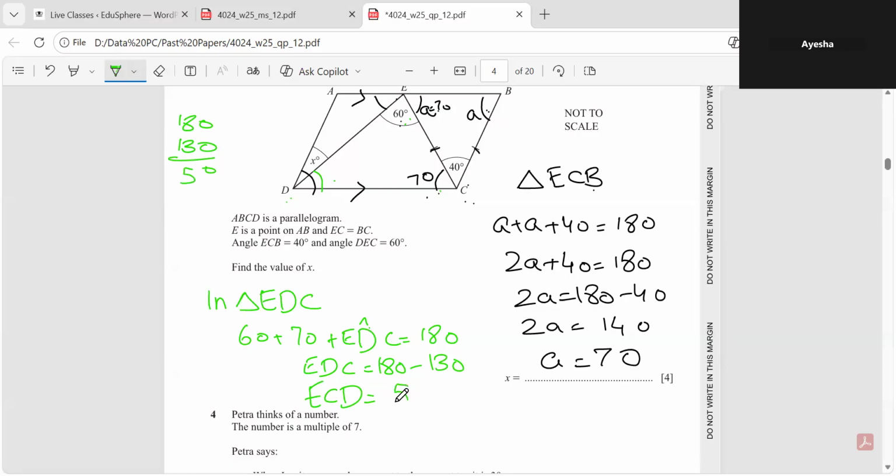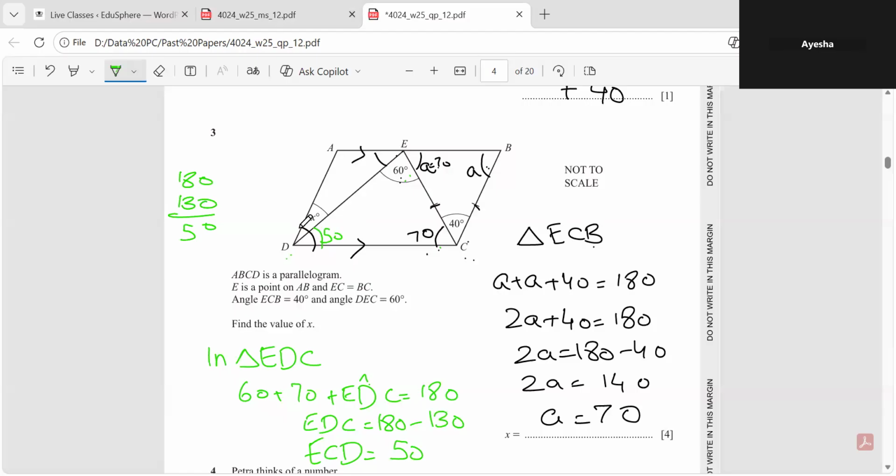So the angle is 50. Now at this point of time, we know that this is 50. We already talked about this angle, that in the parallelogram, this whole angle is equal to this angle, because the property of the parallelogram is that the opposite angles of the parallelogram are equal.